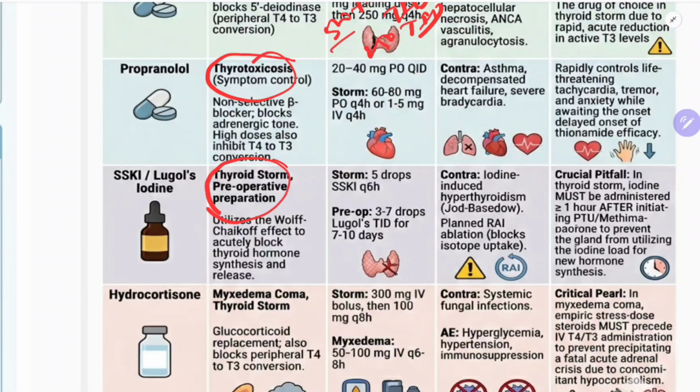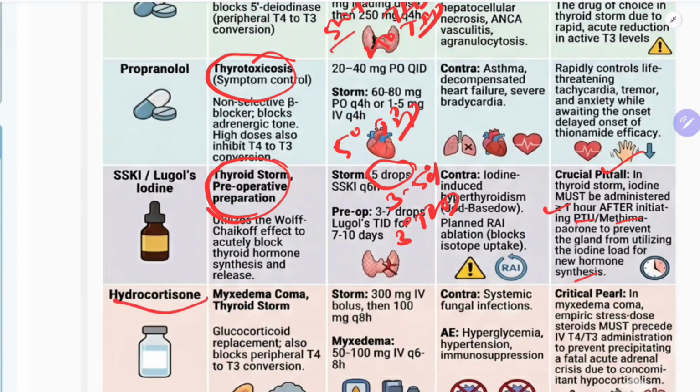Lugol iodine is used in thyroid storm and preoperative preparation. In preoperative preparation you use 3 drops TID, whereas in storm you use 5 drops TID. The pitfall, which is important: in thyroid storm, iodine must be administered more than 1 hour after initiation of PTU or methimazole, to prevent the gland from utilizing the iodine load for new hormone synthesis.